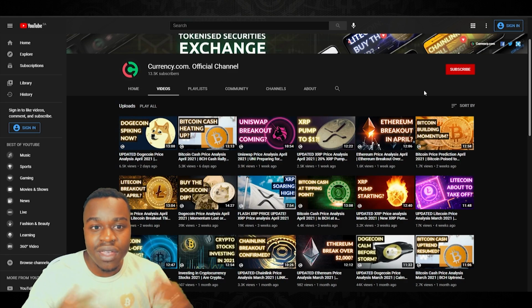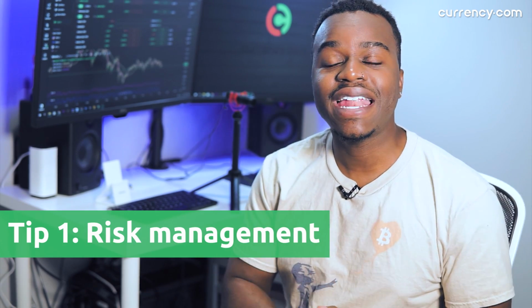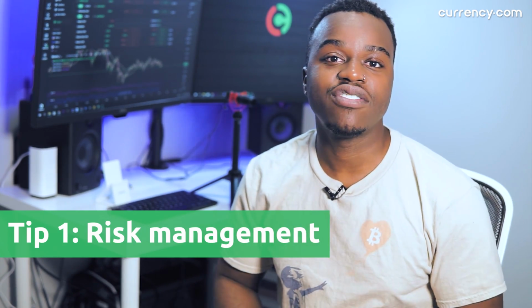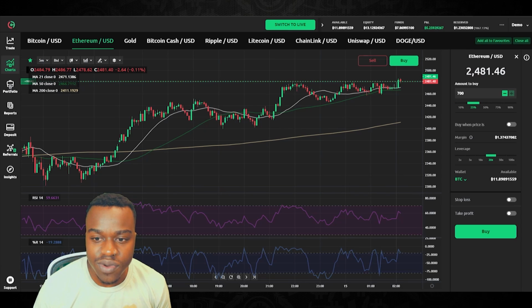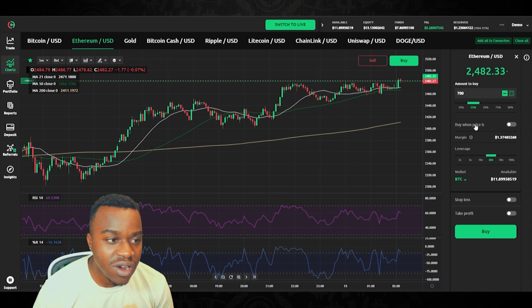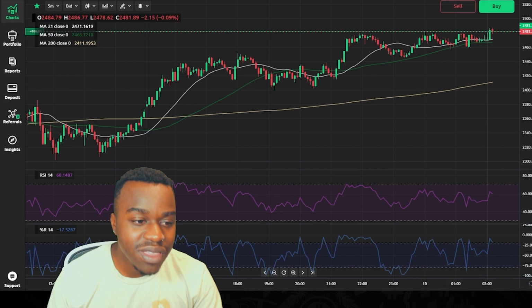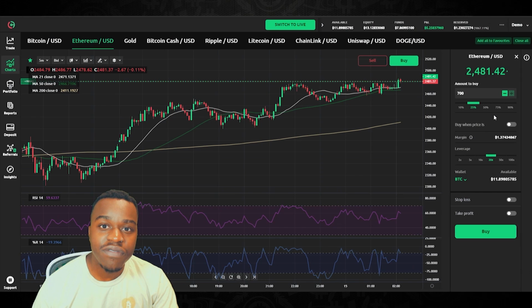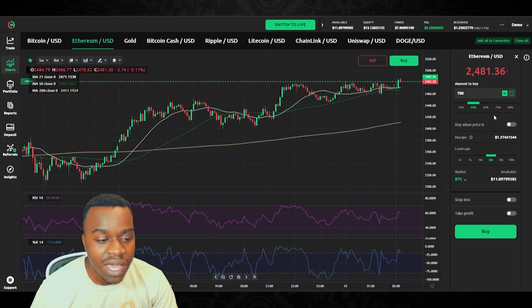Okay, so let's start with tip number 1, and that is risk management. Let's jump in. So everyone talks about risk management. It can mean a lot of things. And some key things here are position sizing and also your overall account balance. Both of these are critical because they limit the amount that you will lose if you are not a profitable trader and if you don't have a profitable trading strategy.